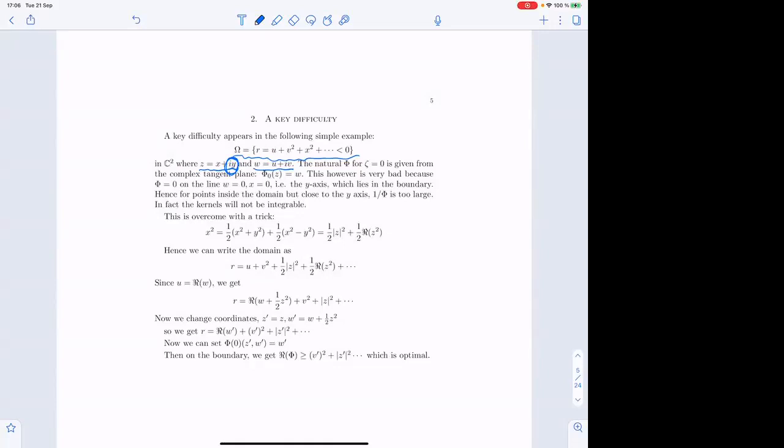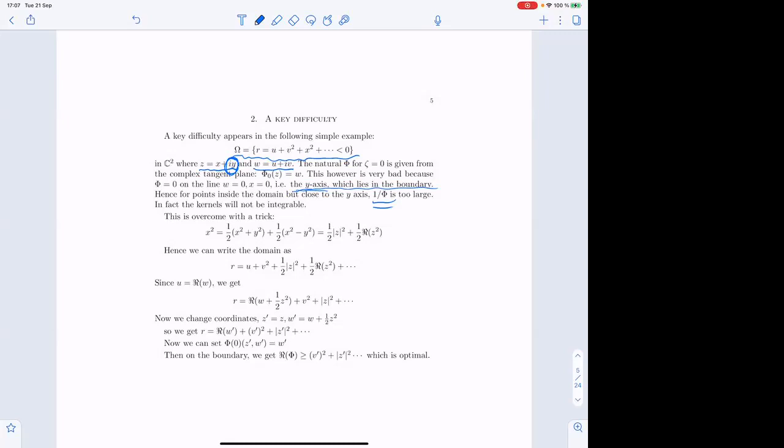But w equals 0 is very bad, because then phi equals 0, which is w equals 0, includes the y-axis, which lies in the boundary. So phi vanishes identically on the boundary. That means the function 1 over phi is way too large. In fact, there is no convergence in the integrals that are being used. So it is terrible. And this is overcome by a trick.